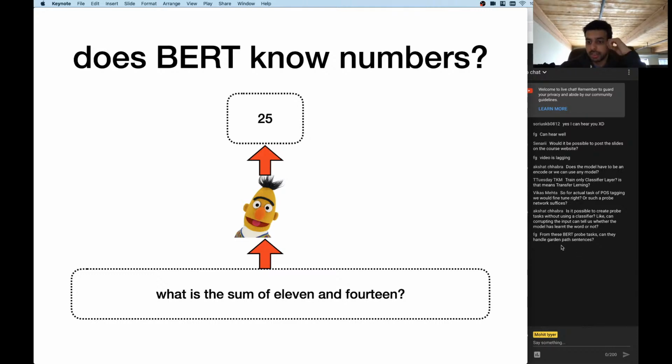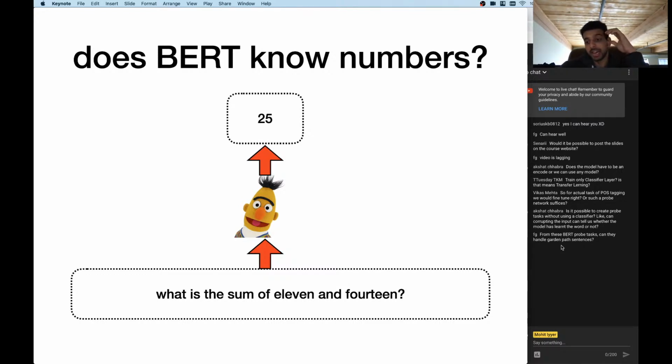Okay, I see a question. From these BERT probe tasks, can they handle garden path sentences? That is a good question. I highly doubt they can, but garden path sentences are often confusing for humans to process, let alone models.